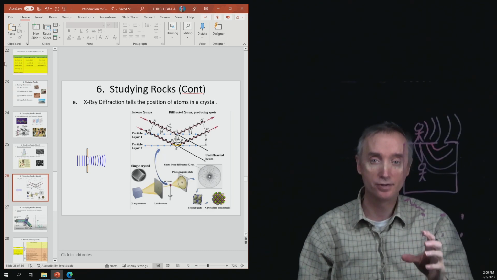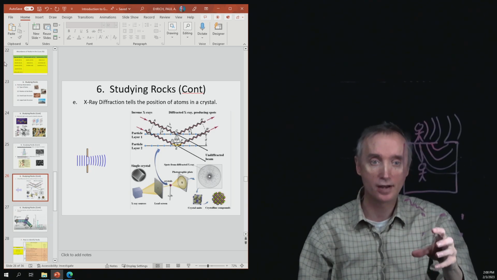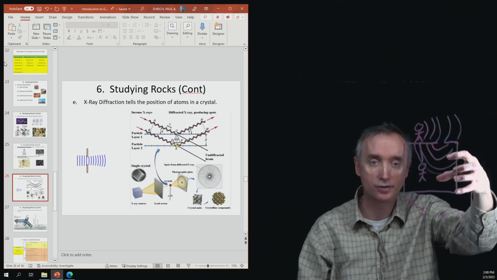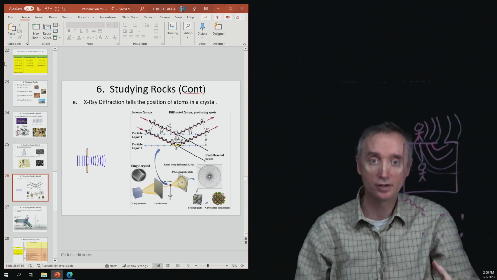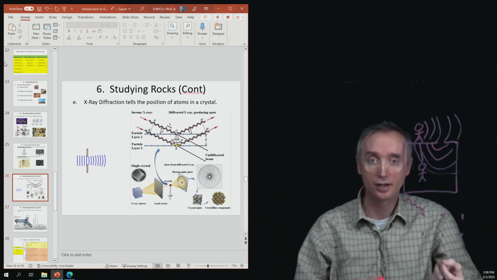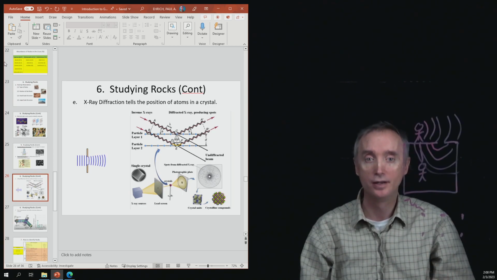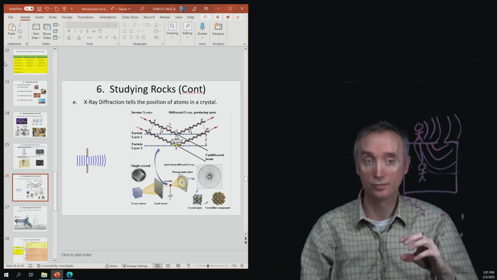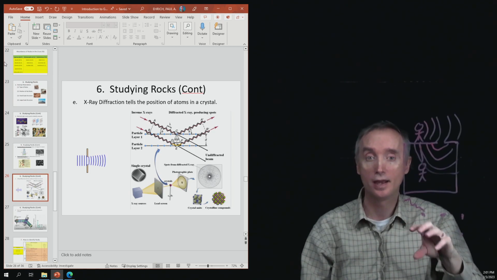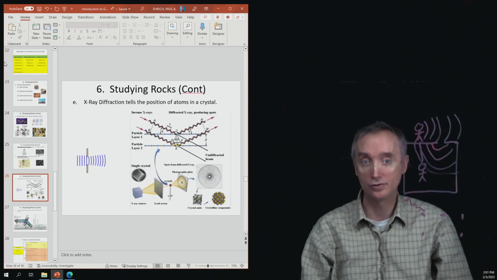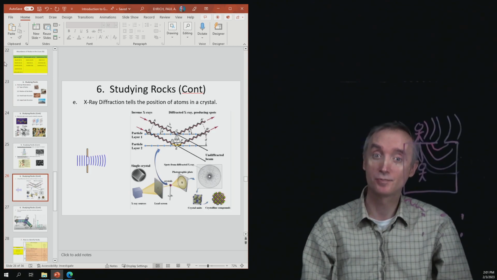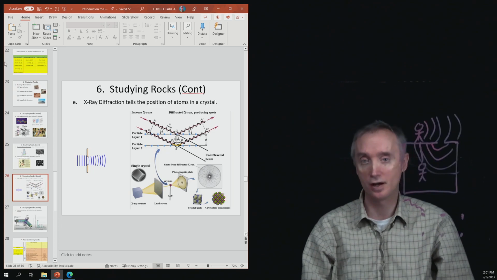So the scattered light, the light that's been diffracted, then goes into a detector, and then that information can go into a computer where it can analyze the pattern made, and then based on the pattern, it can reconstruct what must have been the distance between the atoms and how the atoms were arranged in that particular mineral. So again, this is pretty powerful stuff at the disposal of a geologist.